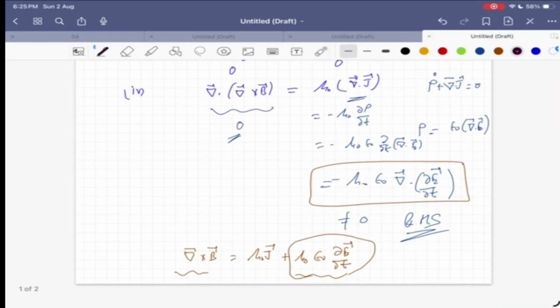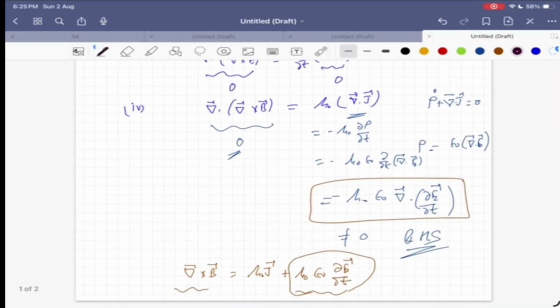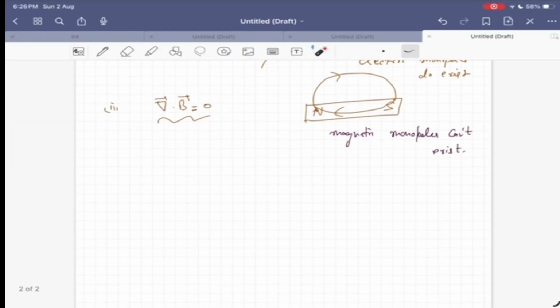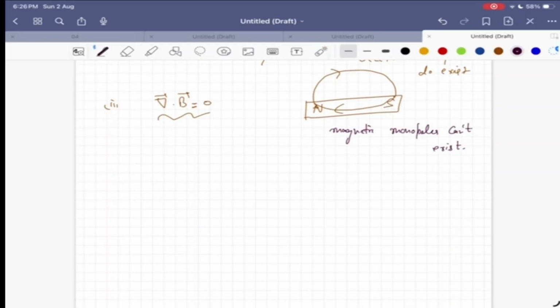Now, is there any way we can interpret the physical significance of the term which was added by Maxwell? It is known as displacement current, because this quantity, epsilon naught times del E by del t, has the units of current density. So this is known as displacement current: epsilon naught del E by del t.